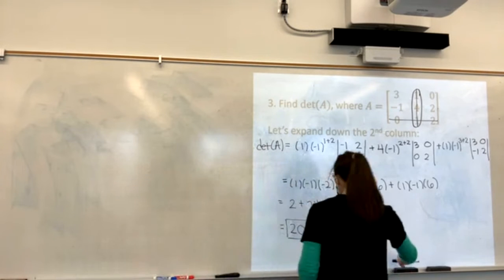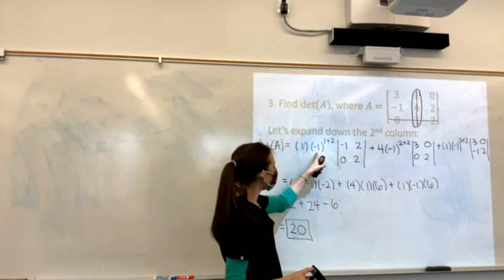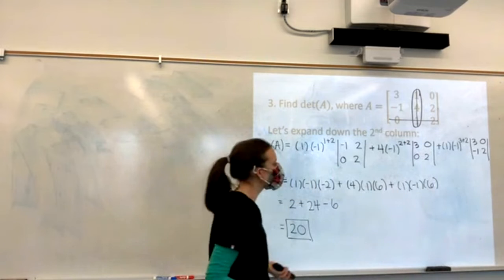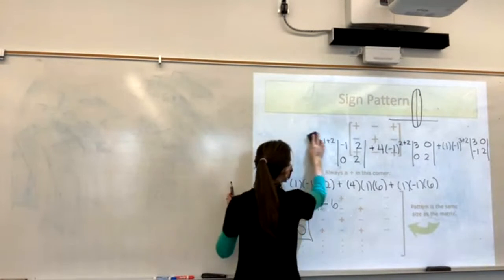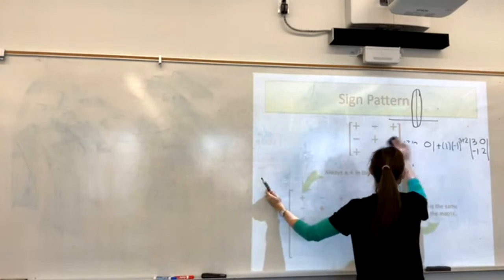All right, cool. Okay, now, the first thing we're going to make easier is all of these little negative 1 powers. There's a trick to those guys. And it's that a matrix always has this checkerboard sign pattern.